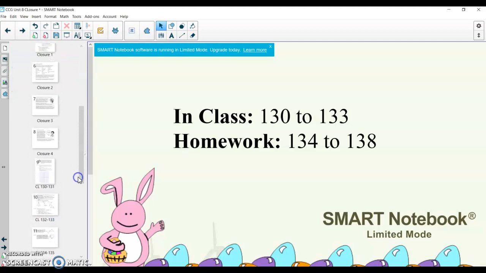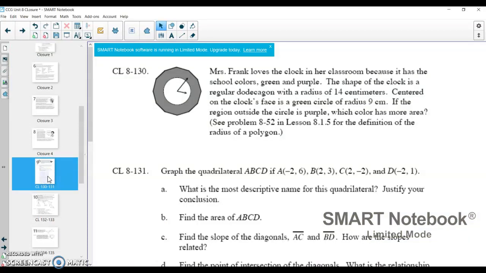But for the sake of time, let's get started with problem 130. So 8-130 says Miss Frank loves the clock in her classroom because it has the school colors, green and purple. The shape of the clock is a regular dodecagon. Dodecagon is a 12-sided shape. That'll be important, with a radius of 14 centimeters.